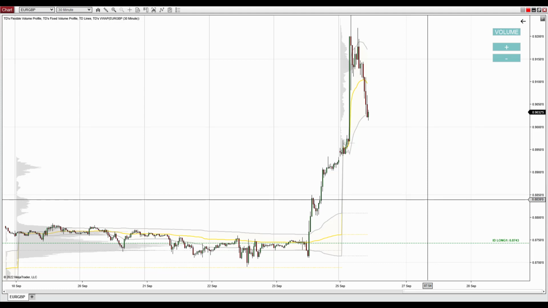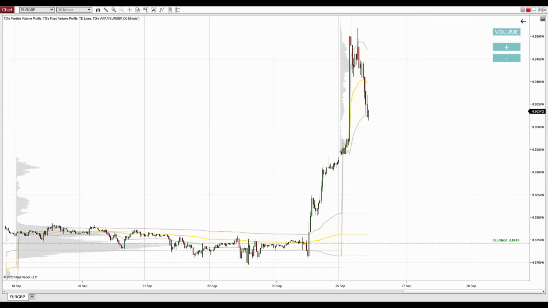What you see before you is the euro British pound chart, 30-minute time frame. What I want to talk about in here is the weekly point of control from the previous week. If you look at this gray profile, you can see that the heaviest volumes were right there. This is the weekly point of control.